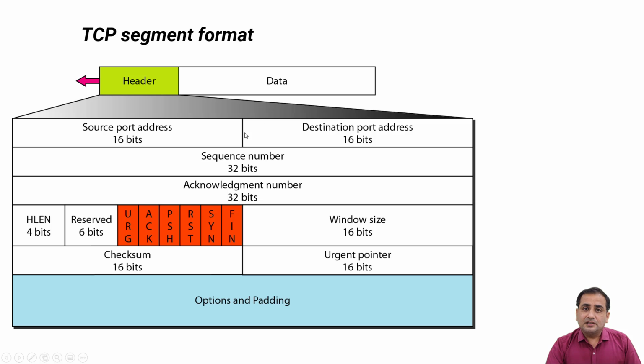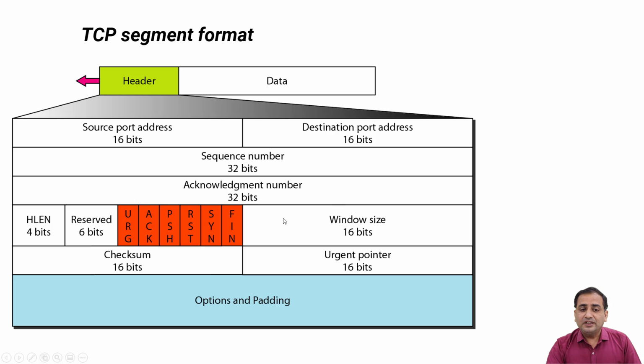See, the first row, which is 4 bytes, has been divided into 2 equal parts. Left hand side is the source port, which is 16 bits. Right hand side is the destination port, which is again 16 bits. Then you have the sequence number, which is 32 bits. Then you have the acknowledgement number, 32 bits.